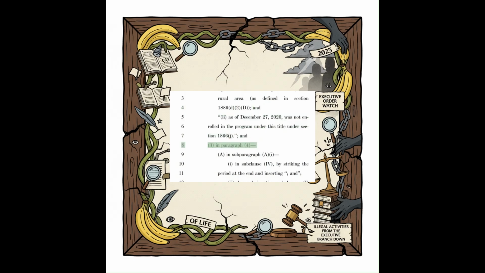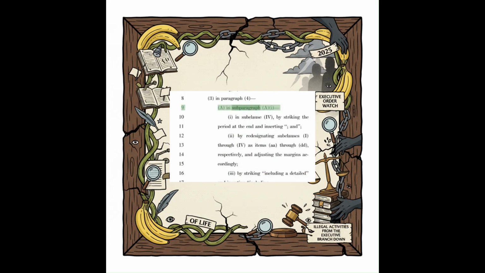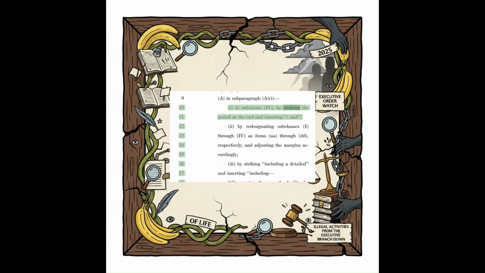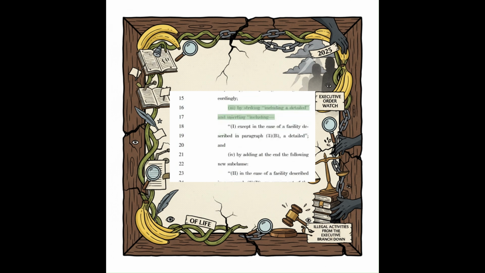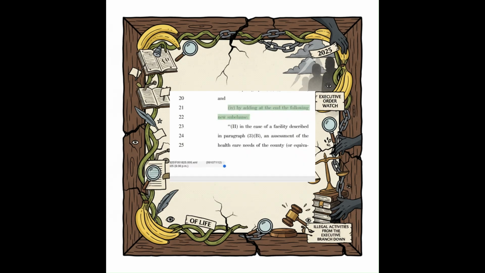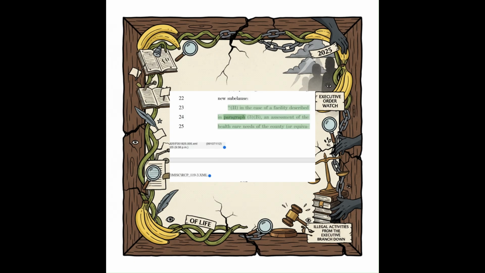In paragraph, in subparagraph, in subclause, by striking the period at the end and inserting and. By redesignating subclauses through as items through, respectively, and adjusting the margins accordingly. By striking including a detailed and inserting including, except in the case of a facility described in paragraph, a detailed. By adding at the end the following new subclause. In the case of a facility described in paragraph, an assessment of the healthcare needs of the county.